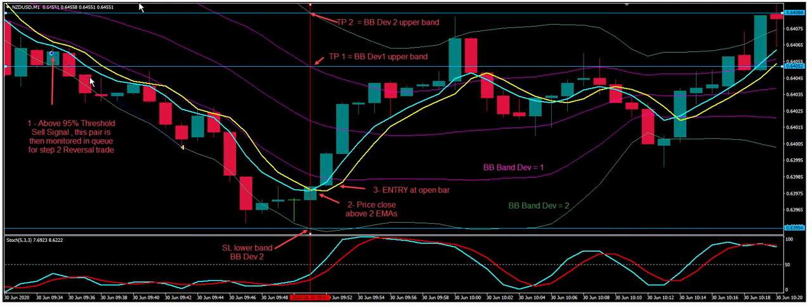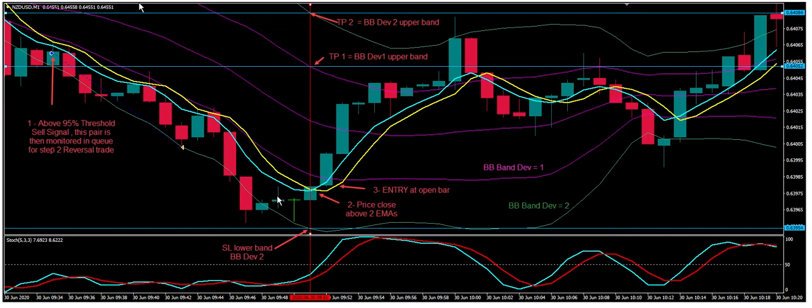So just keep in mind it's a reversal system, so we go against the trend, okay? Basically we get the pre-signal here that says that we are at 95 and above, and we wait for the entry of the trade.